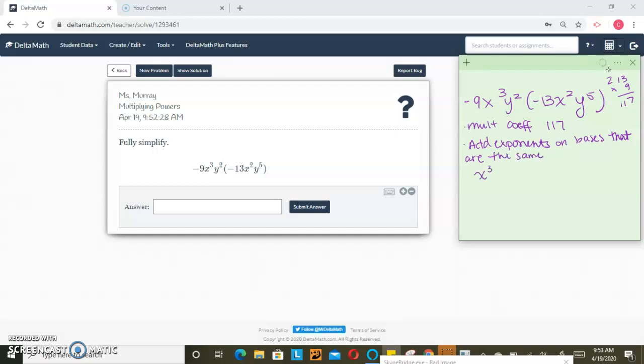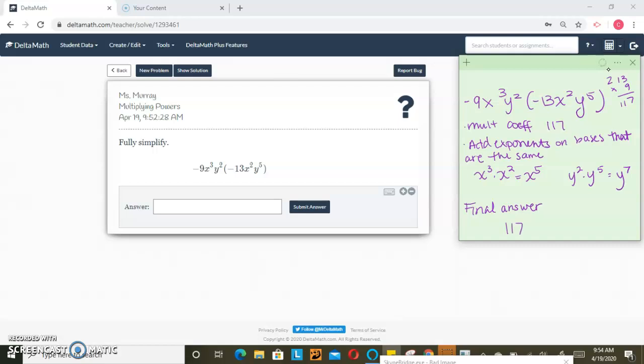So I have x to the 3rd times x squared. Remember, I'm adding exponents. Keep the x. 3 plus 2 is 5. Then I do my y's. Y squared times y to the 5th. Keep my y. 2 plus 5 is 7. All right, put it all together for my final answer.